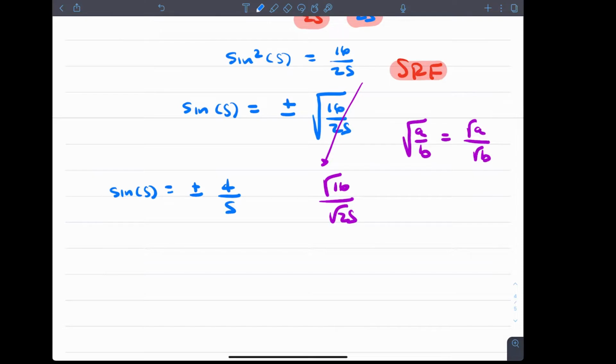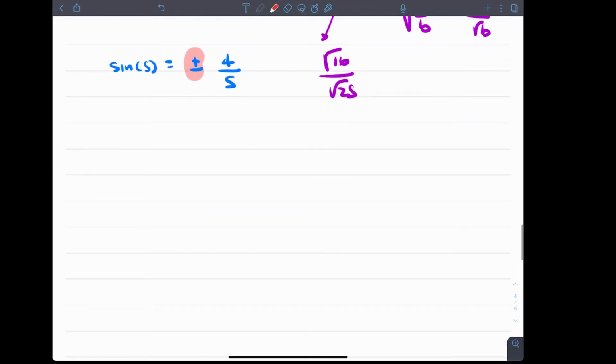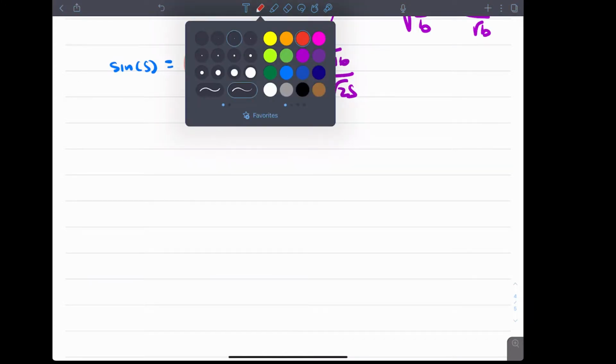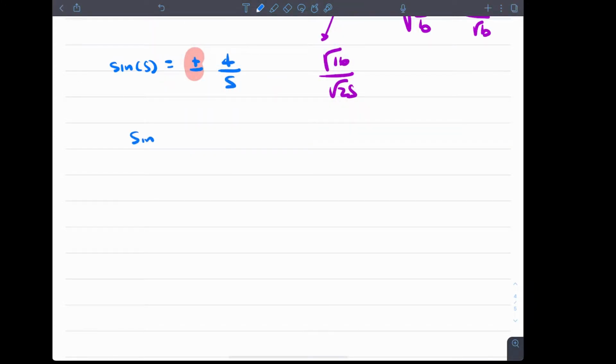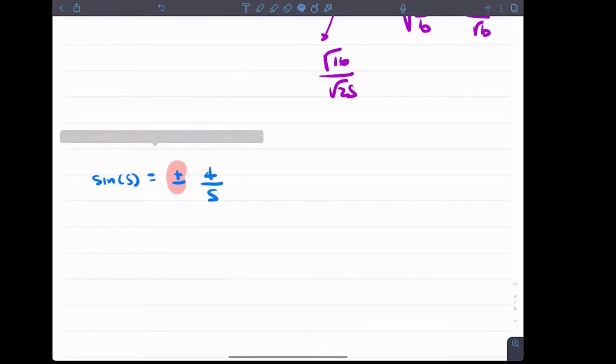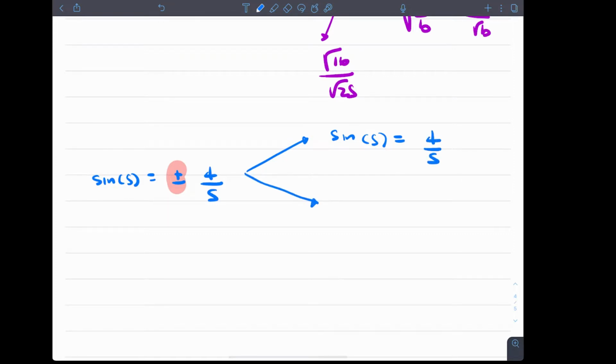Okay, you guys okay with that? What do you guys think? Is that pretty good? Now, what does this mean that you're looking at? You guys know what the symbol is here? That's called the plus or minus symbol. What does that mean? That means the following. I'm going to move this down here. That means sine s is positive 4/5, or what? Sine s is negative 4/5. Plus or minus?